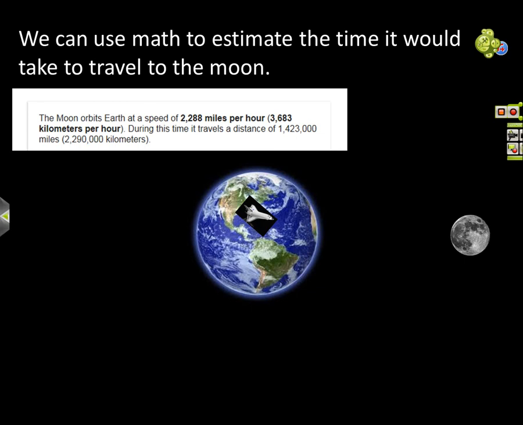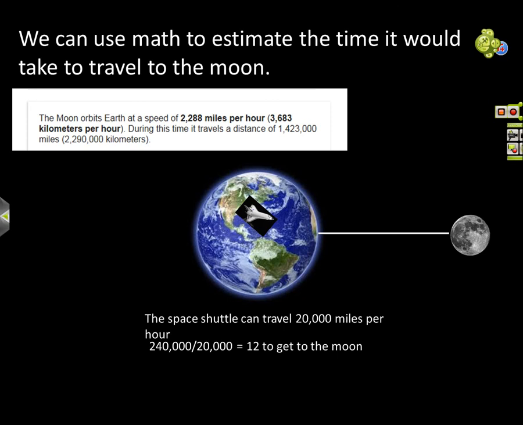We can use math to estimate the time that it would take to travel to the moon. The space shuttle can travel 20,000 miles per hour. 240,000 divided by 20,000 equals 12 to get to the moon. 12 hours to get to the moon. That's 12 days. Okay, can somebody explain why that?